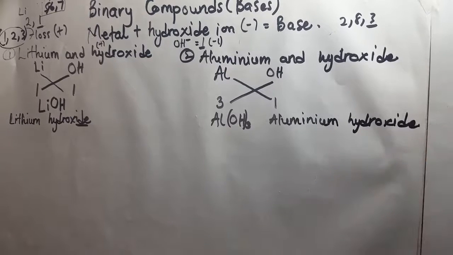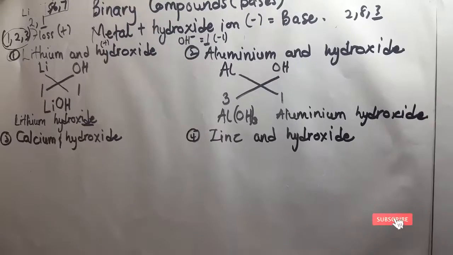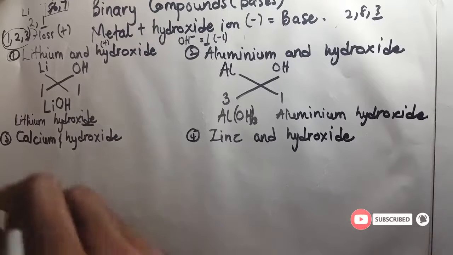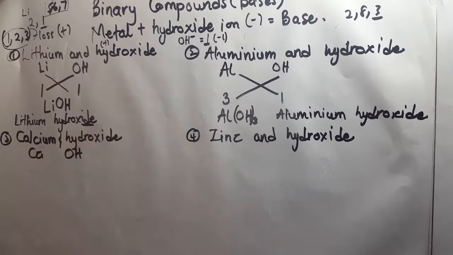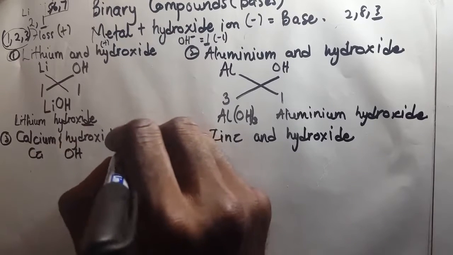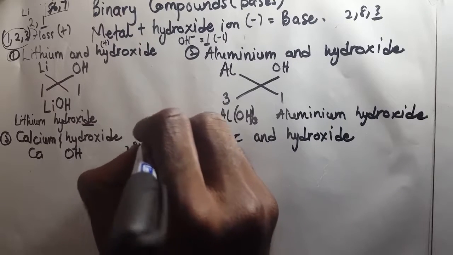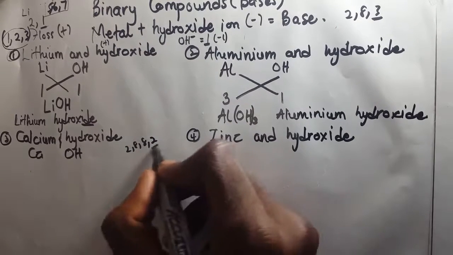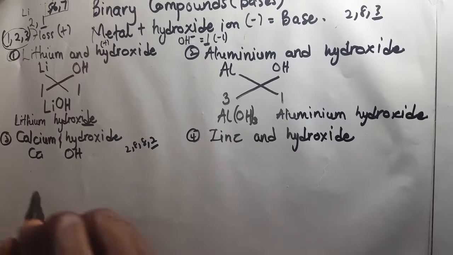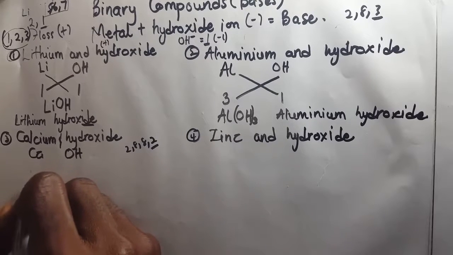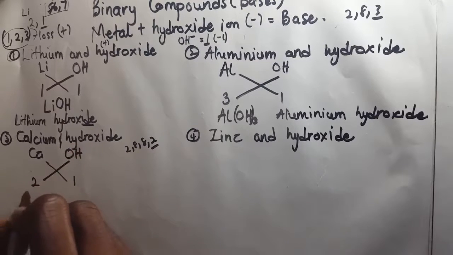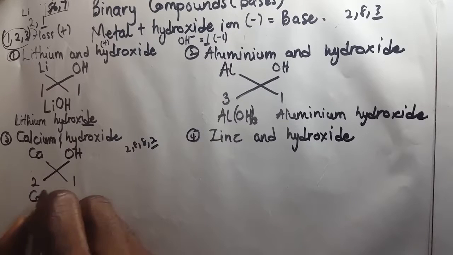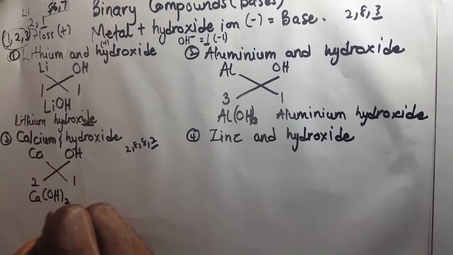So continuing, we have calcium and hydroxide. Calcium, Ca, then hydroxide, OH. Now, calcium is the 20th element, so it's going to be 2, 8, 8, 2. So 2 electrons on the outermost shell. Since it has 2 electrons on the outermost shell, calcium has a valency of 2, OH 1. So you exchange, and the same thing happens here. You're going to have Ca, OH, then 2 outside. Why? Because the 2 is going to affect the O and the H.